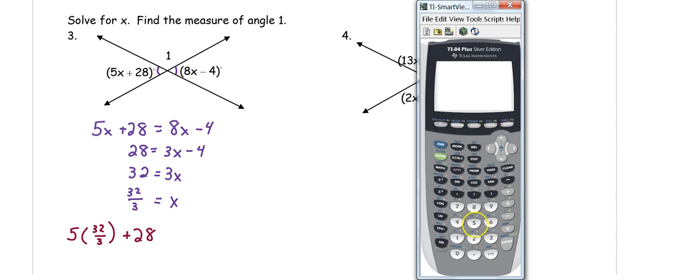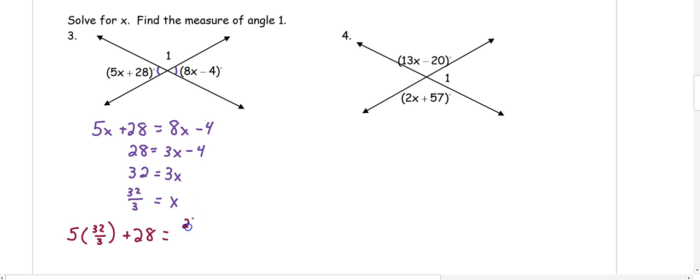So when I put that into my calculator, I get 5 times parenthesis 32 divided by 3 plus 28, which is 81.33. We're going to leave it as a fraction though, so I'm going to do math, enter, enter. 244 over 3 degrees. So that means each of these angles is 244 over 3 degrees.